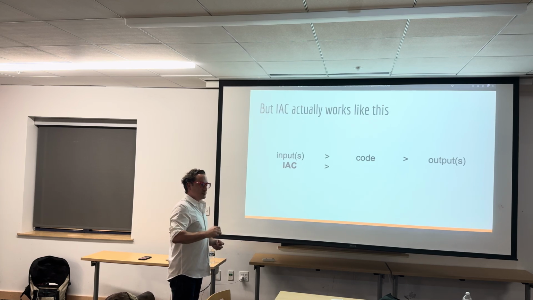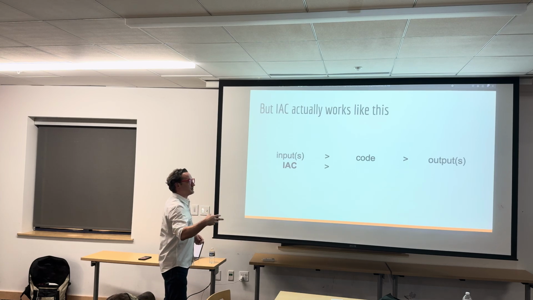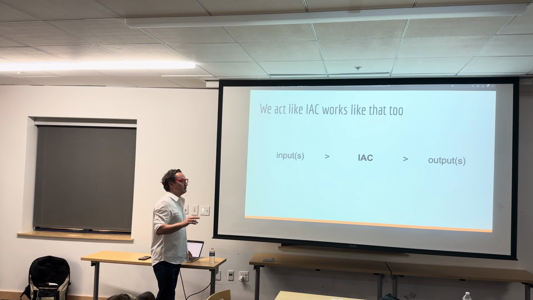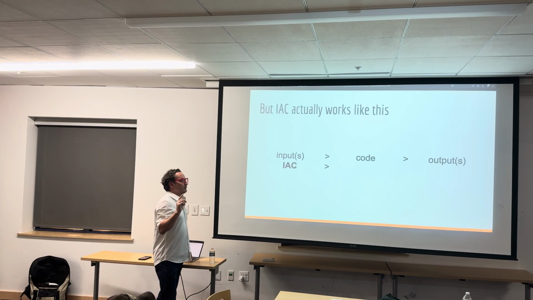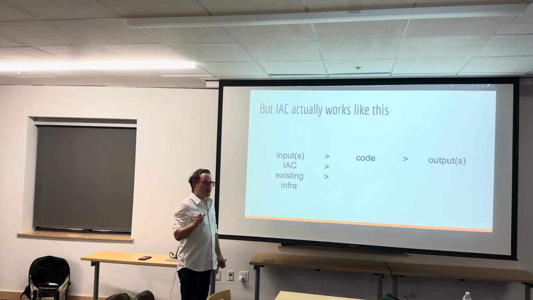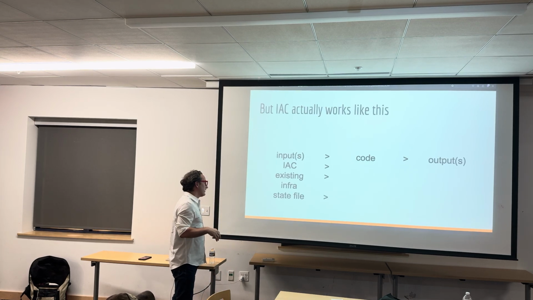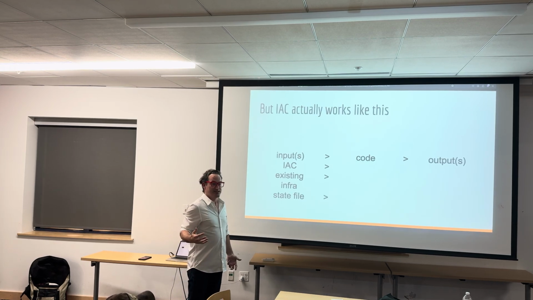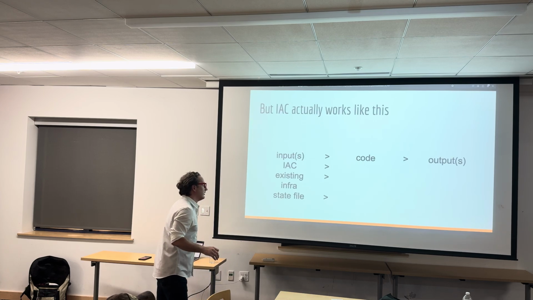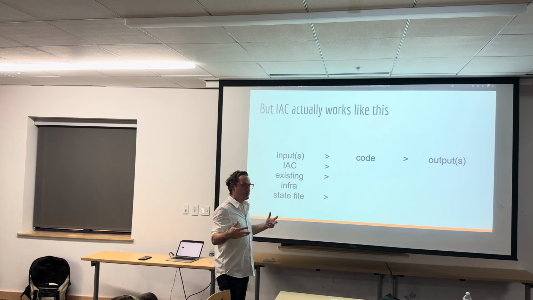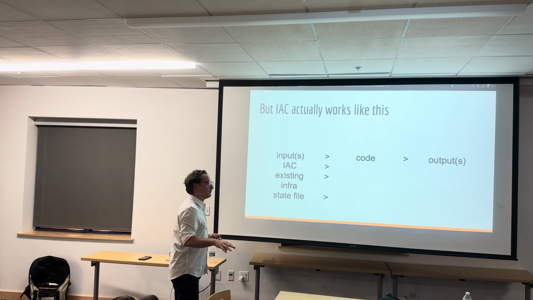Infrastructure code serves as an input to something else that then produces things you want, which is I think a key distinction. But there are two other inputs that I think we miss when we think about it like this. One is the actual existing infrastructure, which is super important, and we just don't consider it. The other is the state file, which we all just pretend doesn't exist because it scares us. And those all feed into the Terraform binary, the CloudFormation service, to produce our outputs.